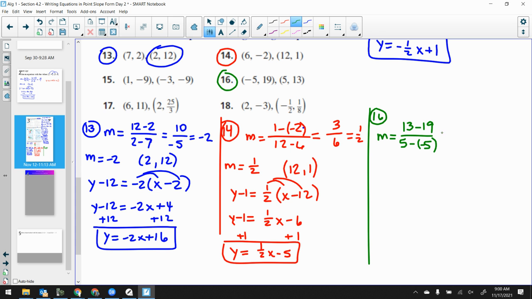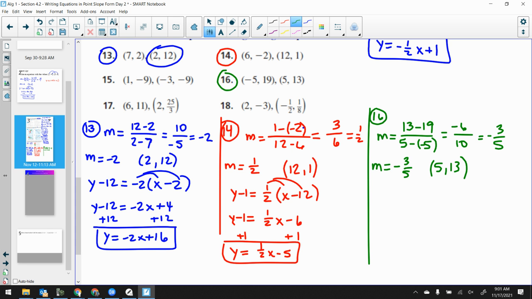Okay, so that's going to get me 13 minus 19 is a negative 6. 5 minus negative 5 is a 10. So it looks like negative 3/5. Okay, Sid. Negative 3/5. What coordinate would you like to pick? Negative 5 comma 19 or 5 comma 13? 5, 13. Staying positive.